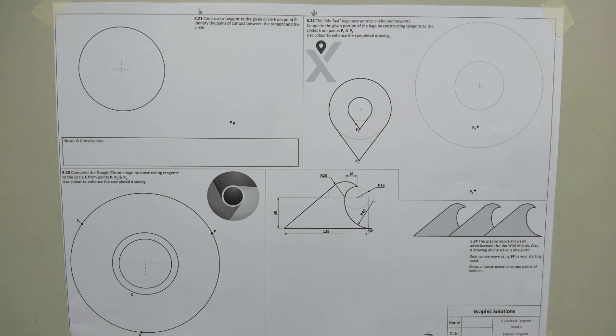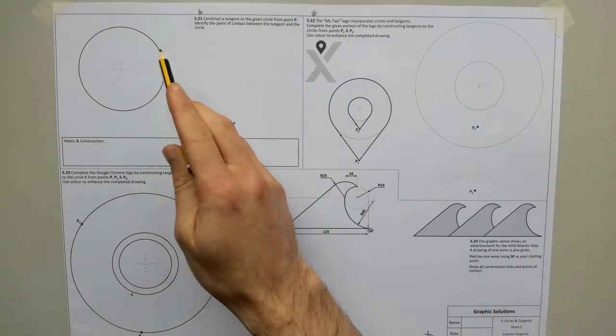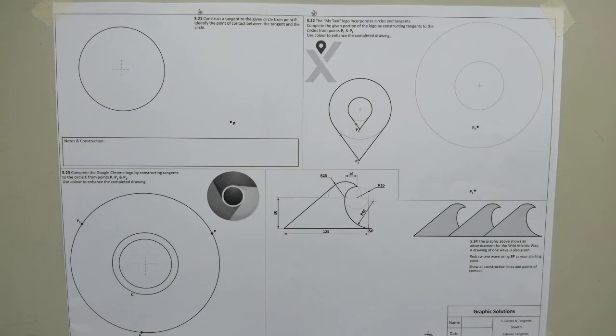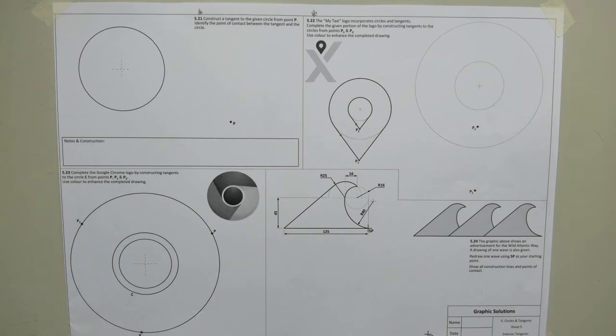So 5.21 is telling us to construct a tangent to the given circle from point P. Identify the point of contact between the tangent and the circle. For this question you can see it's a bit different from the previous ones where we would have been given a point on the actual circle and all we had to do was connect that point to the centre, giving us our normal and drawing a 90-degree line for our tangent. This time the point is outside the circle, so the method is going to be different from what we've learned before.